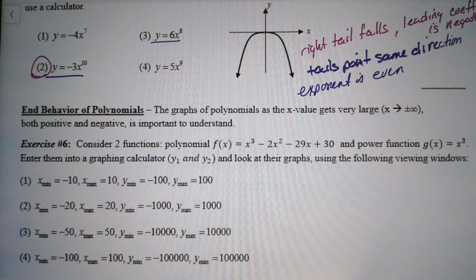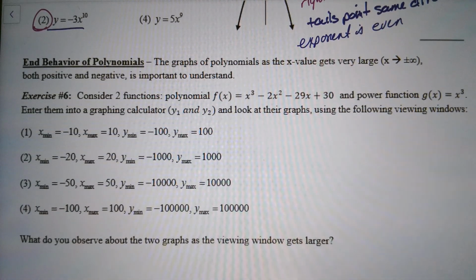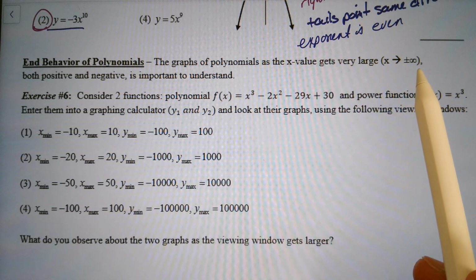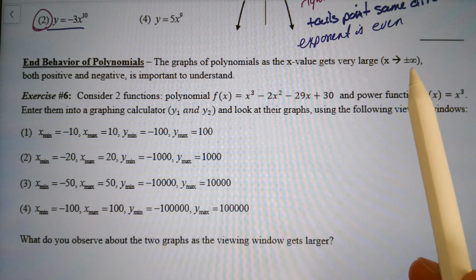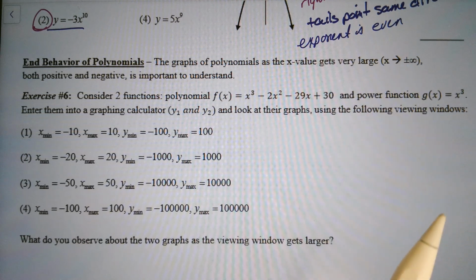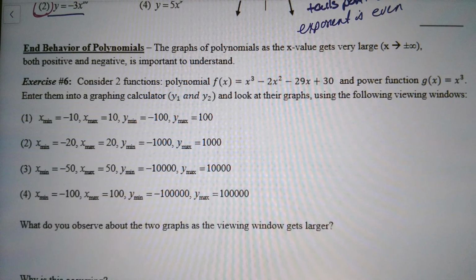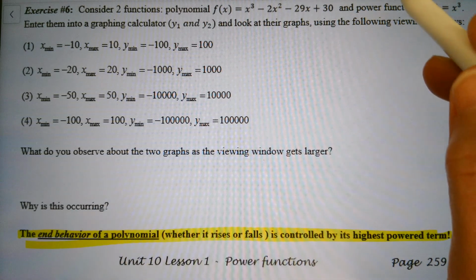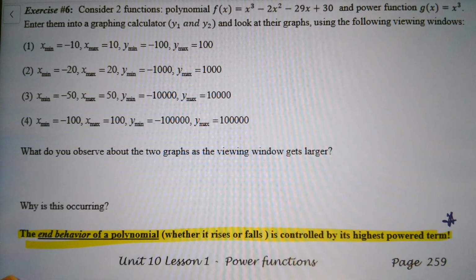The end behavior of polynomials, we're not going to go through this, but as the x value gets very large, as x goes to positive infinity or negative infinity, it's important to understand that the end behavior of a polynomial, whether it rises or falls, is controlled by its highest powered term. It's controlled by the highest powered term.